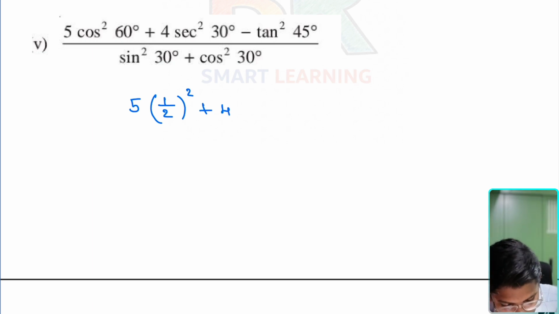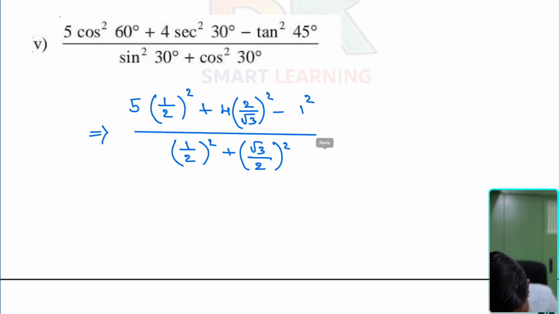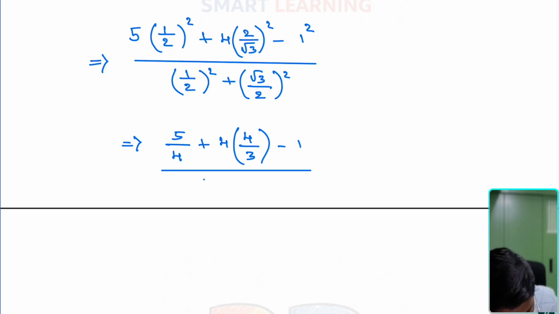What is secant 30? It is the reciprocal of cos 30, right? So it is 2 divided by root 3 whole square minus, what is tan square 45? It is 1 square, whole divided by sin square 30, that is 1 by 2 whole square plus cos square 30, root 3 by 2 whole square, which is equal to 5 divided by 4 plus 4 into, what is 2 by root 3 whole square? It is 4 divided by 3 minus 1 divided by 1 by 4 plus 3 by 4.